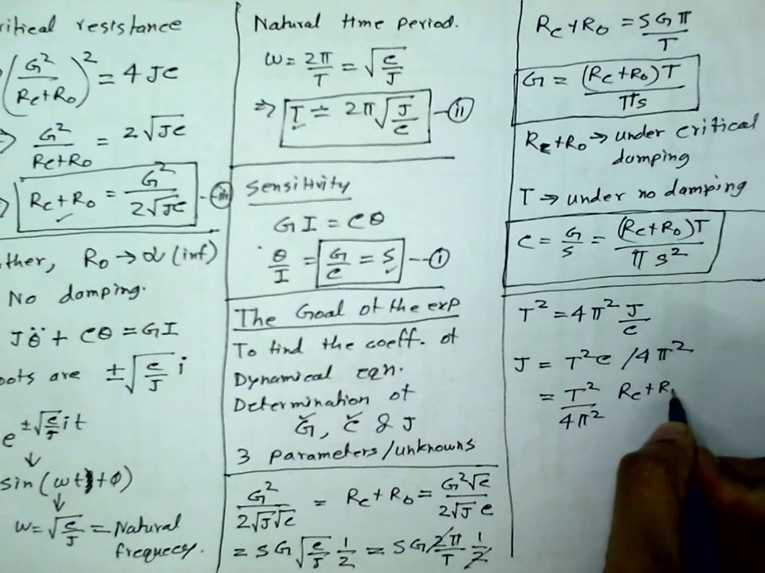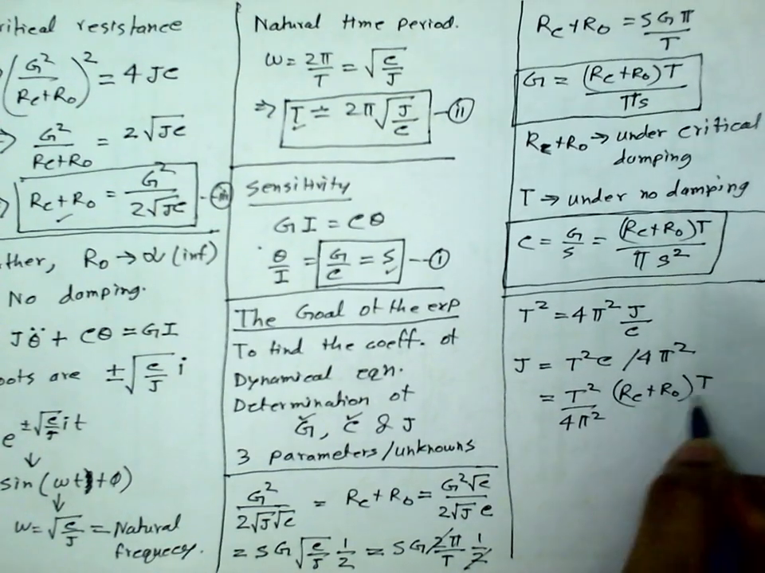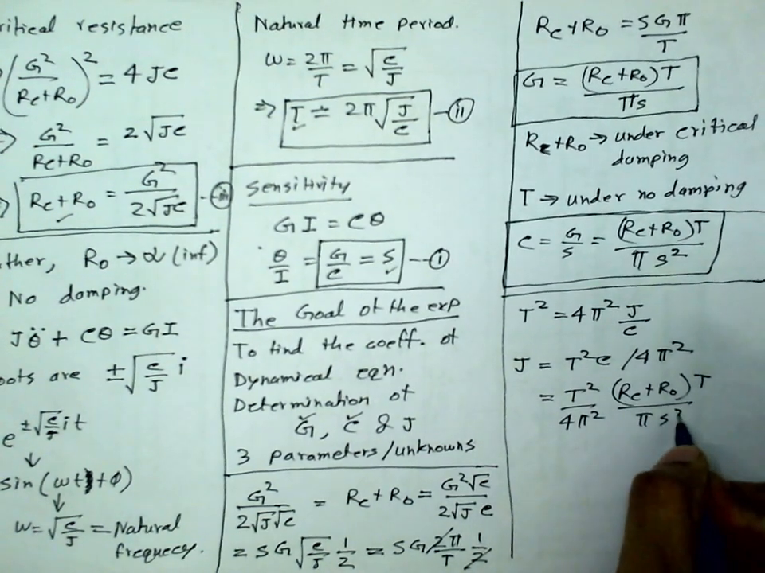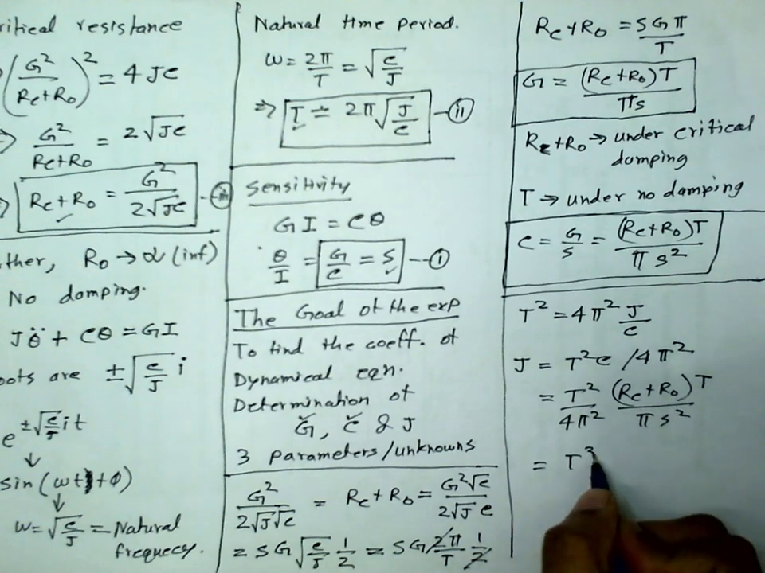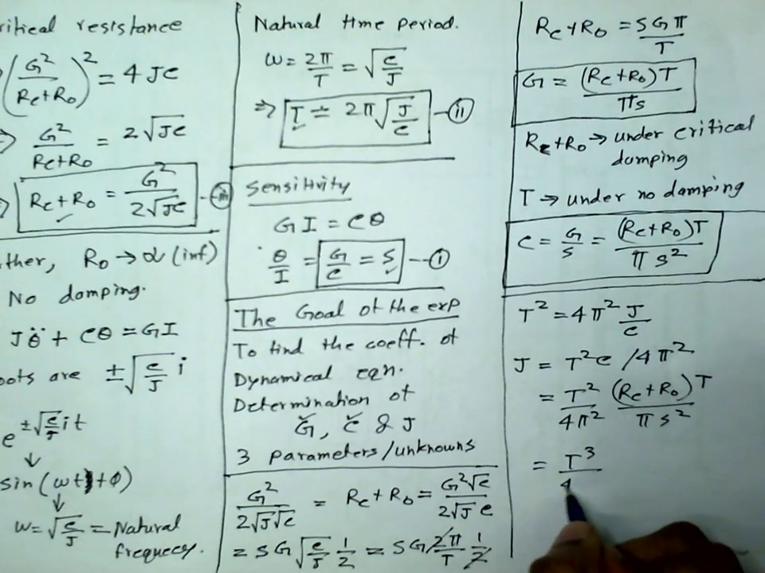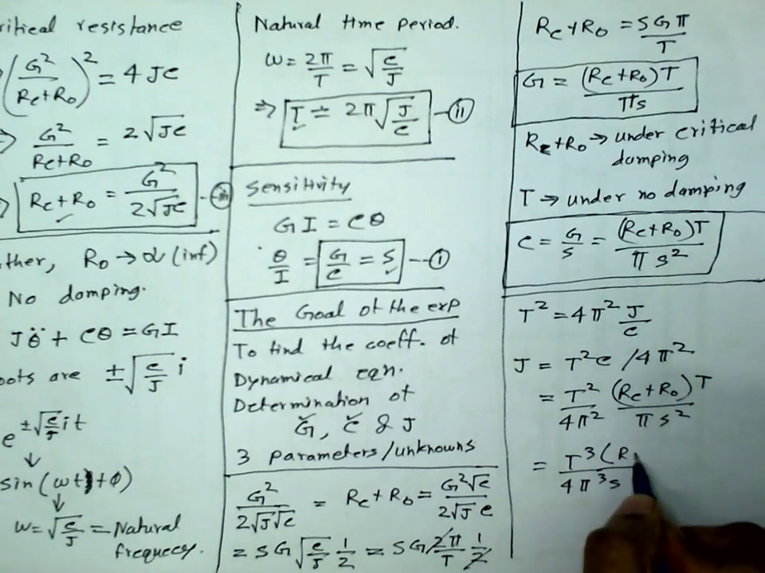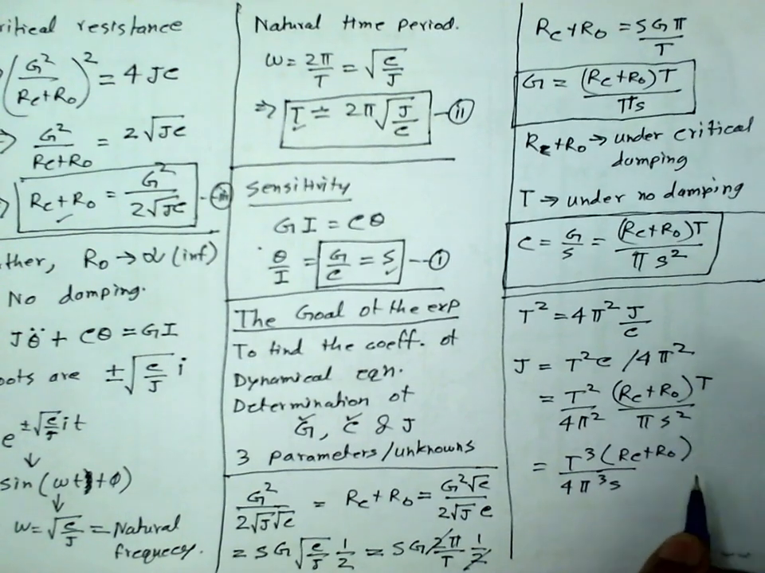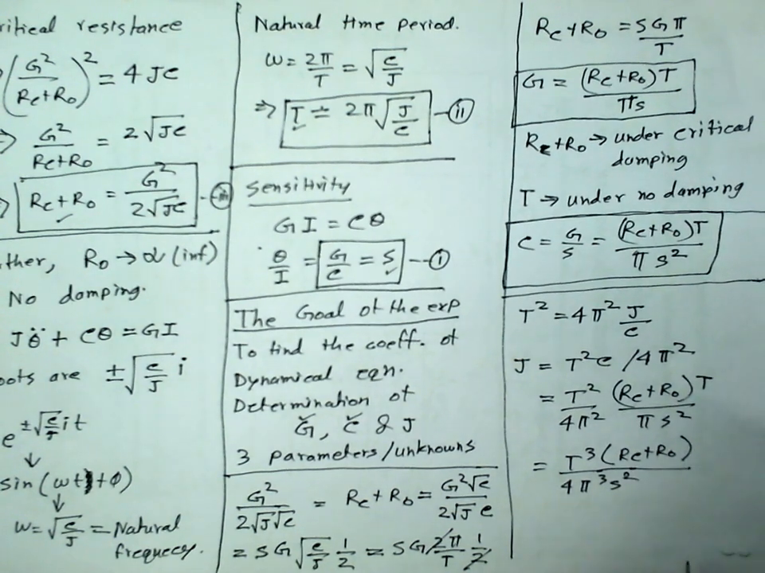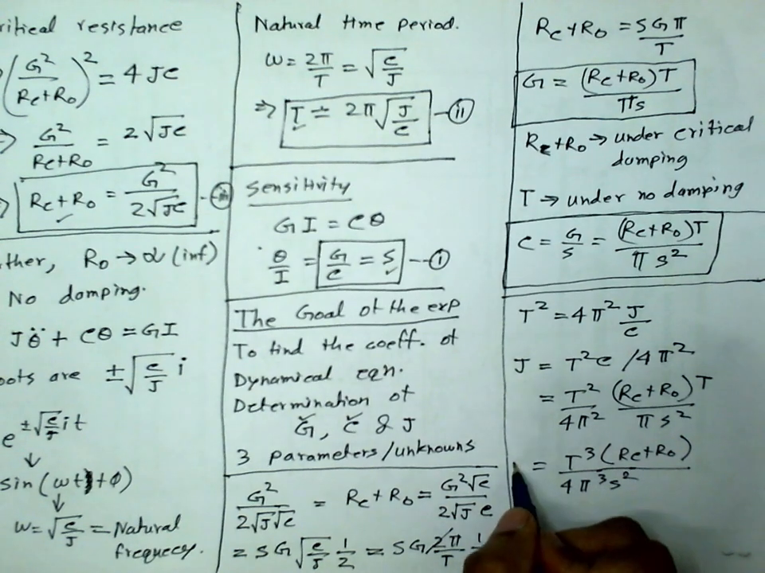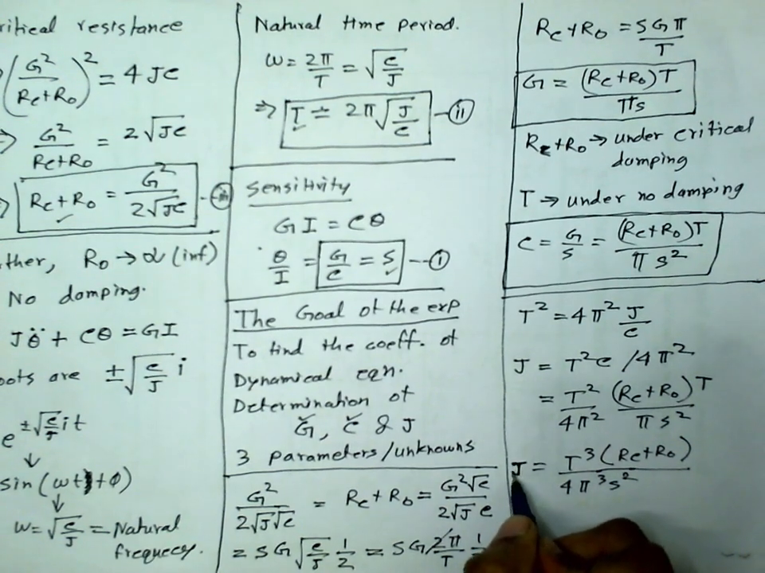RC plus RO T by pi S square. So this will be T cube by 4 pi cube S square, and here RC plus RO. Okay, T cube RC plus RO by 4 pi cube S square. Yeah. So this is another equation. This is J.